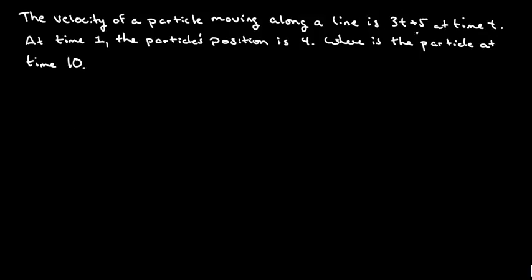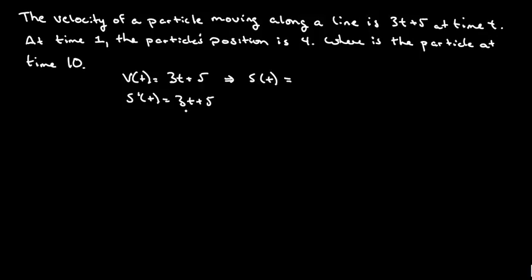Okay. So here's what we've got. We've got the velocity function. So we know velocity as a function of t is equal to 3t plus 5. We also know that to get the position, which we'll call s of t, if we take the derivative of position, we get velocity. So s prime of t is the velocity. We want to find the position function because we want to know the position at time 10. So what we have to do is find an antiderivative of the velocity function.